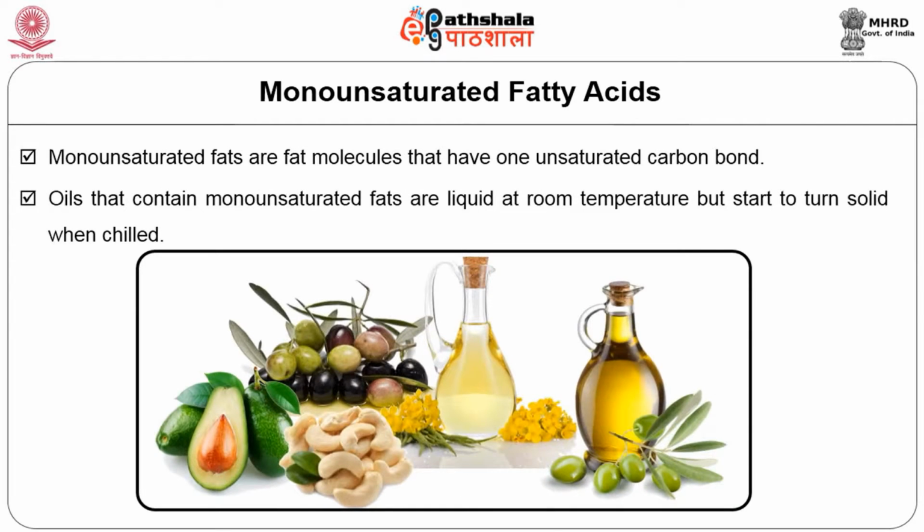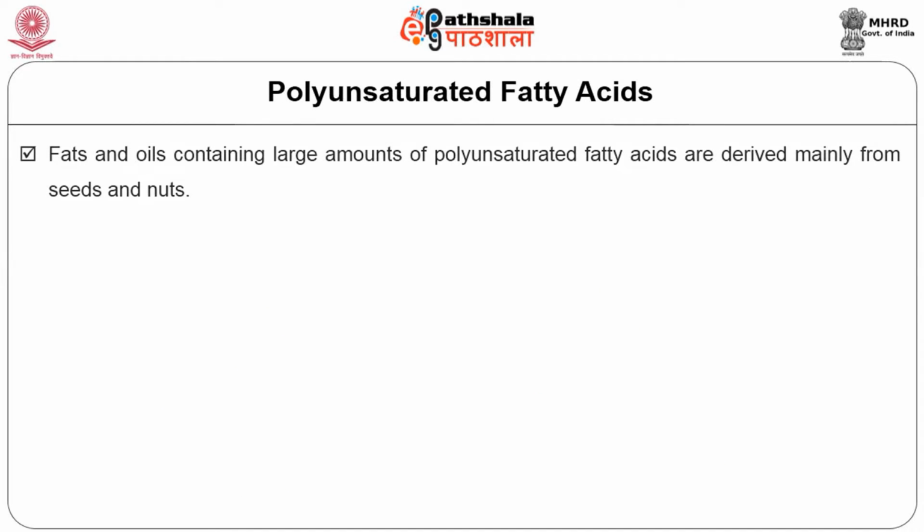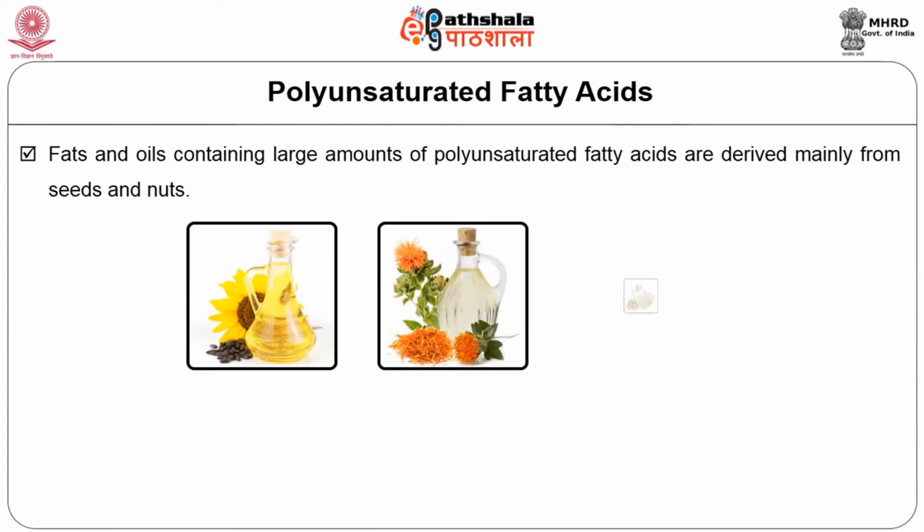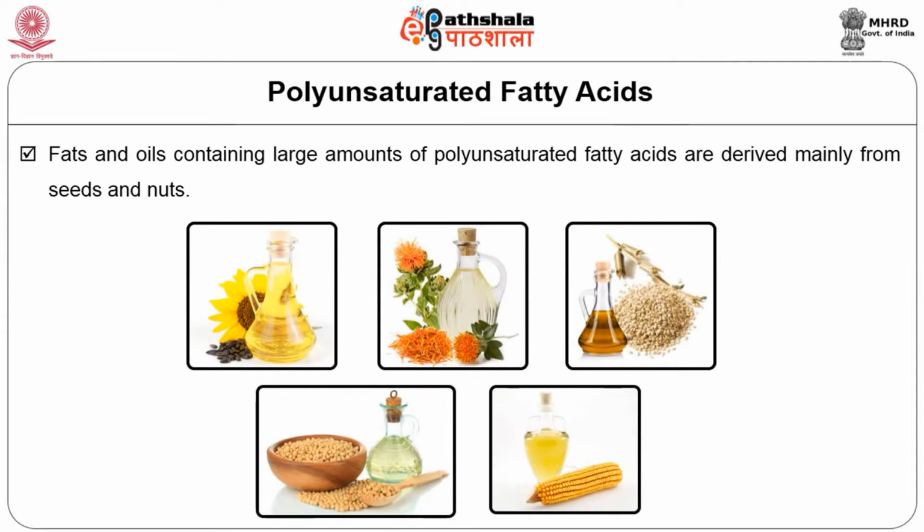Olives, avocados, olive oil, canola oil and cashew are the best examples of monounsaturated fatty acids. Fats and oils containing large amounts of polyunsaturated fatty acids are derived mainly from seeds and nuts and include corn oils, sunflower and soya and margarine.